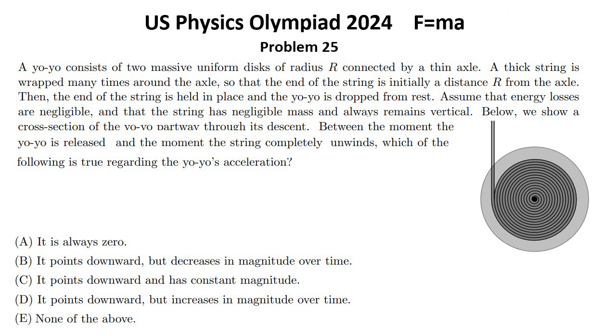Solution to problem number 25. As the string unwinds, the radius r of the string remaining about the axle decreases. Specifically, if the yo-yo has fallen a distance z, and the string has total length L, then r squared over R squared equals (L minus z) over L. This change in r affects how the energy of the yo-yo is divided between translational and rotational motion.